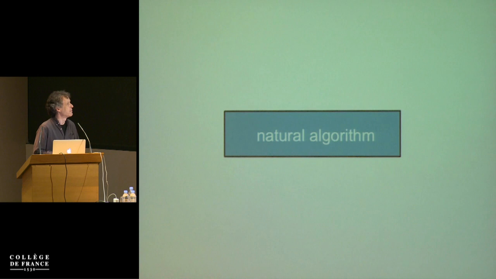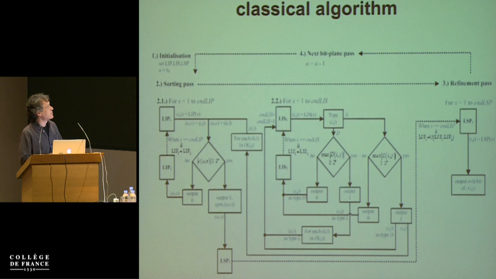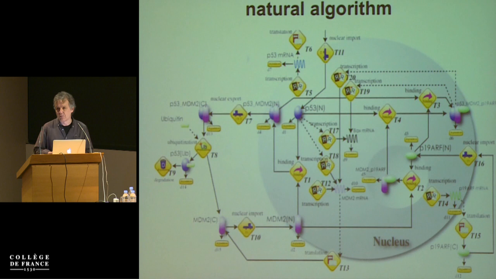So this notion of natural algorithm, which I've been working on for a long time, just to remind you, a classical algorithm looks like this, a natural algorithm looks like this, so pretty much they look the same. A natural algorithm is just a classical algorithm, but we didn't get to engineer it, nature did, or whatever your philosophy of metaphysics is, that thing did it.